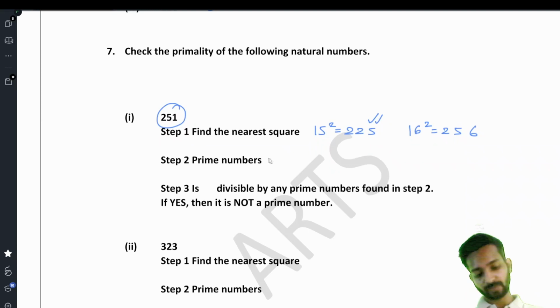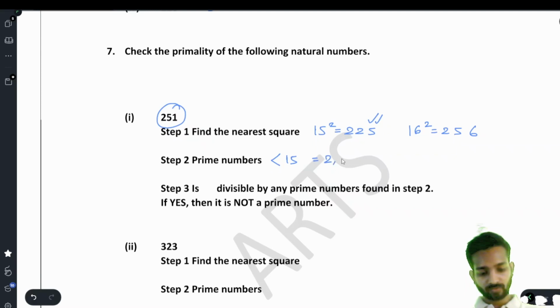Now what is the next part? Step number 2, you have to find prime numbers which are less than 15. What are the prime numbers which are less than 15? They are 2, 3, 5, 7, 11 and 13.